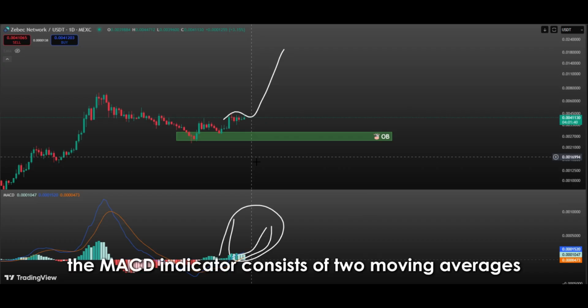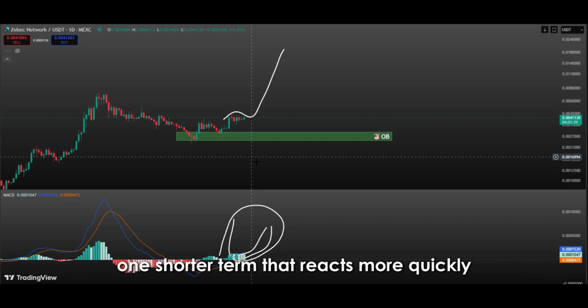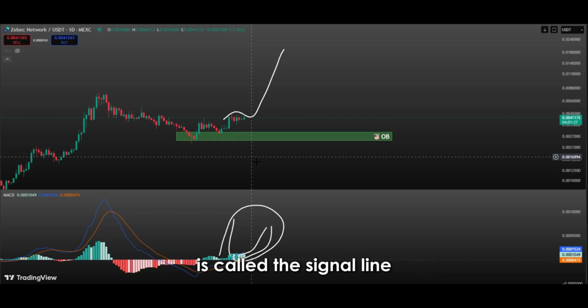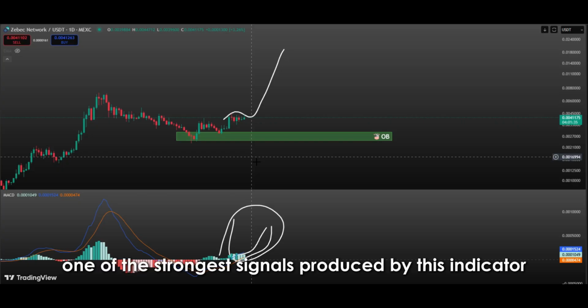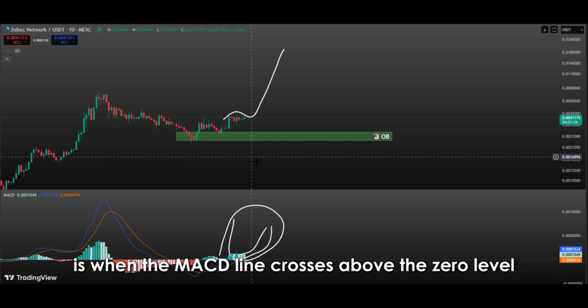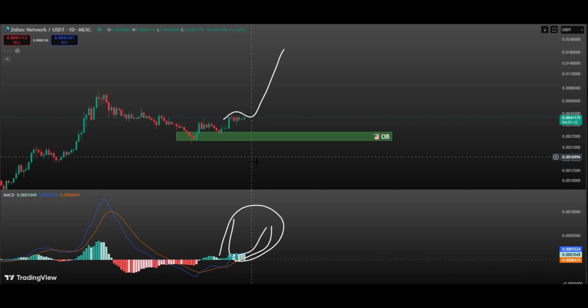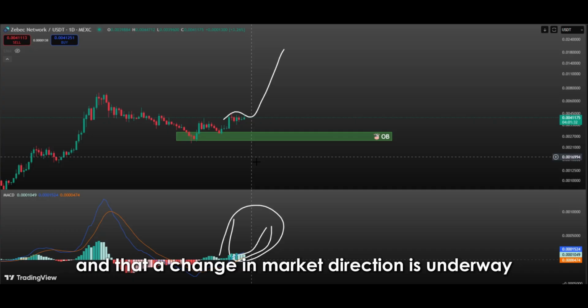The MACD indicator consists of two moving averages, one shorter term that reacts more quickly and one longer term that reacts more slowly. The difference between these two averages forms the MACD line, and the average of this difference is called the signal line. Crossovers between these lines generate buy and sell signals. However, one of the strongest signals produced by this indicator is when the MACD line crosses above the zero level. This indicates that short-term momentum has broken above the long-term trend and that a change in market direction is underway.